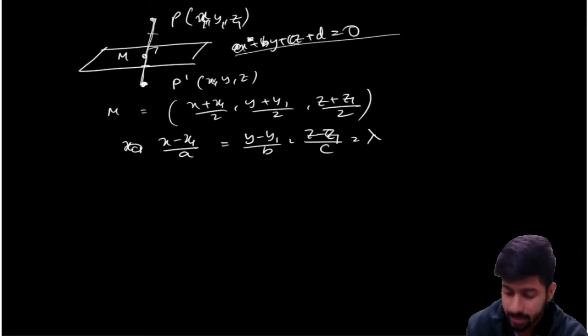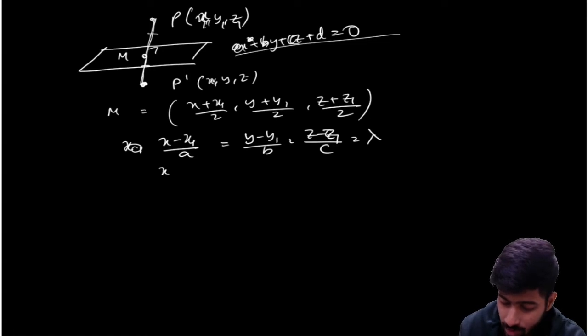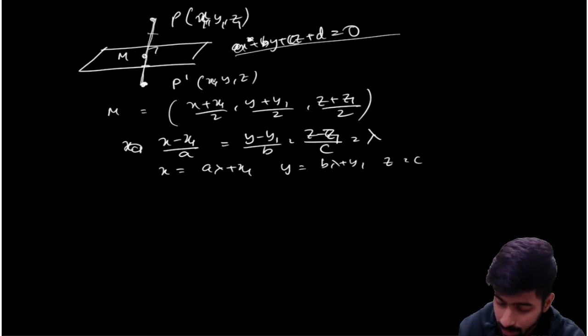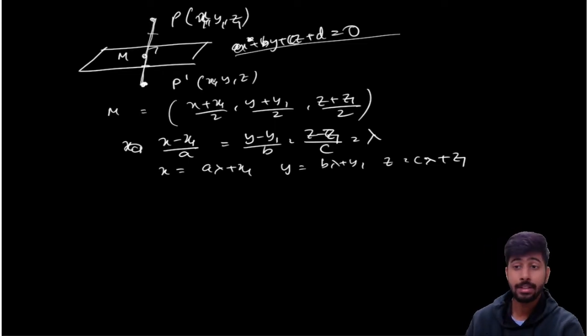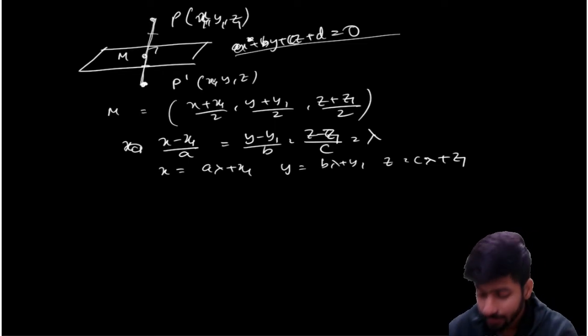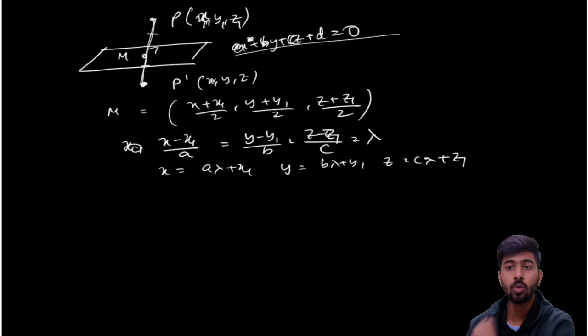From here what I'll do is, I'll create this point x, which is a lambda plus x1. I'll create the point y, which is b lambda plus y1. I'll create the point z, which is c lambda plus z1. Now x, y, z is just having one unknown parameter, which is lambda. If I can get lambda, I'll get x, y, z separately.